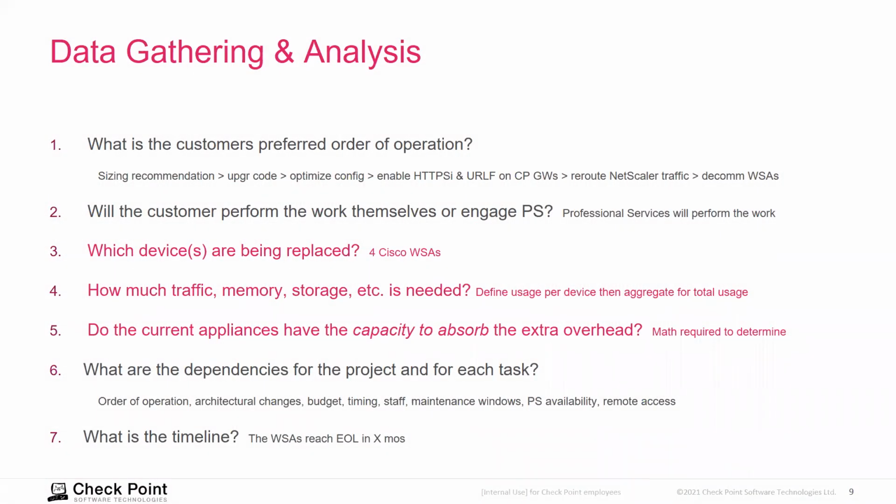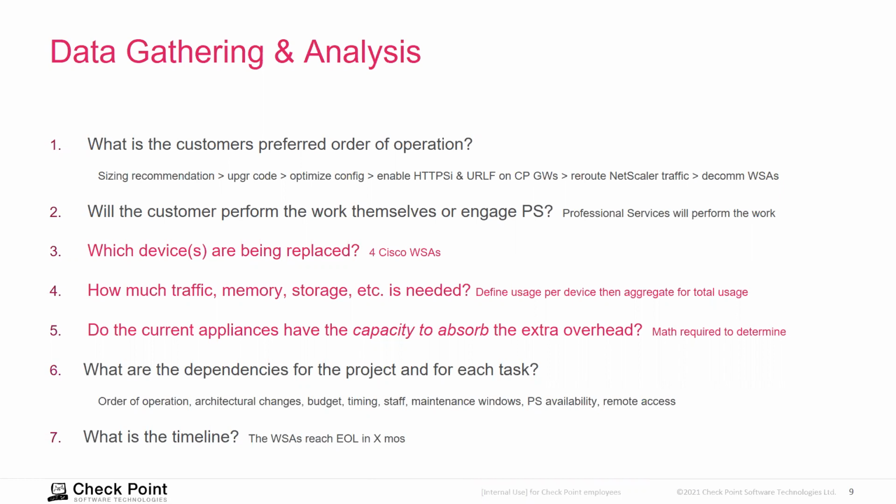Well, I need some more information. So how does the customer want to proceed? So they want to do their upgrade first, then optimize their config, and then enable the HTTPS inspection and URL filtering on the gateways. Then they want to reroute the net scalar traffic, and then finally decommission the WSAs. Okay, so we have our path forward.